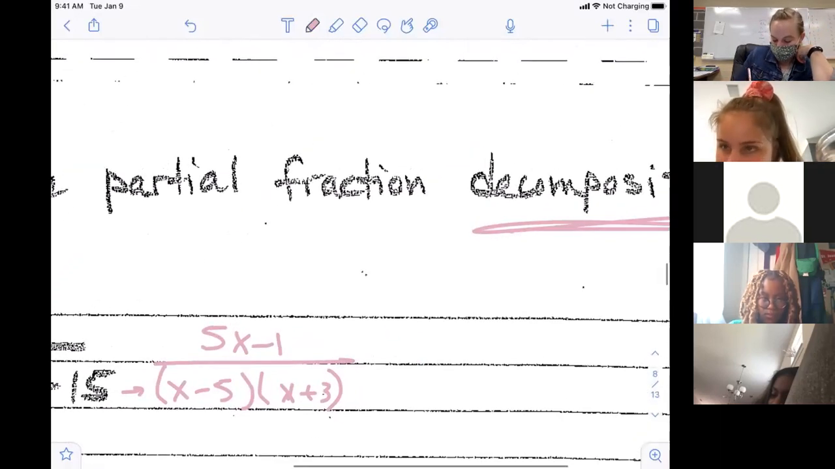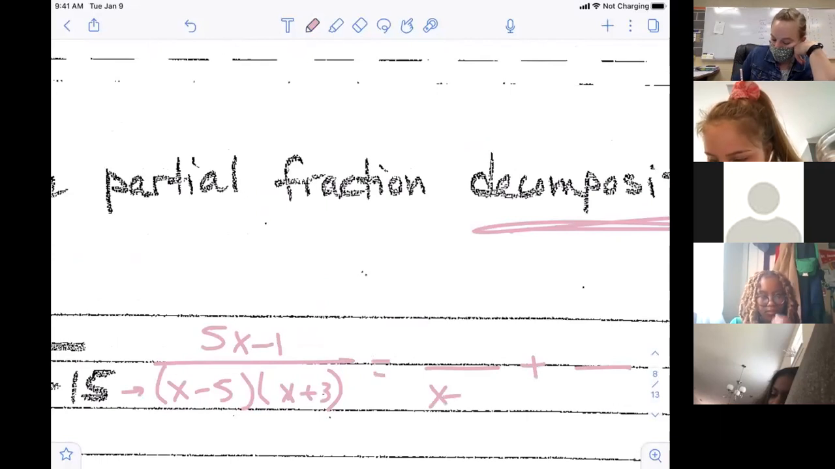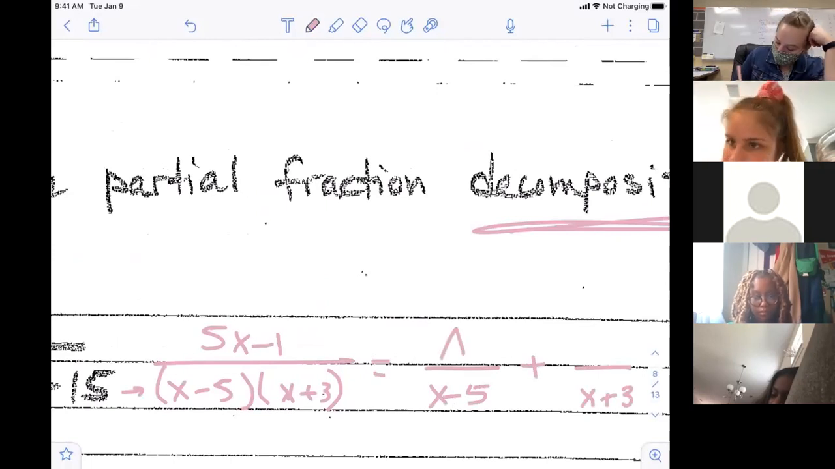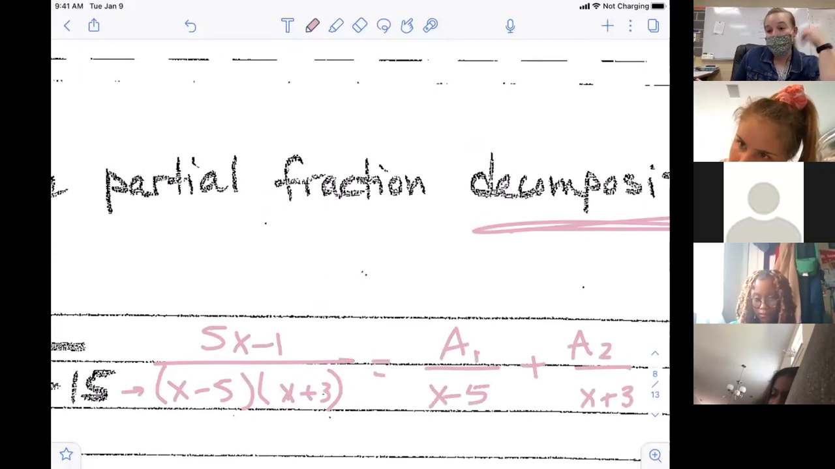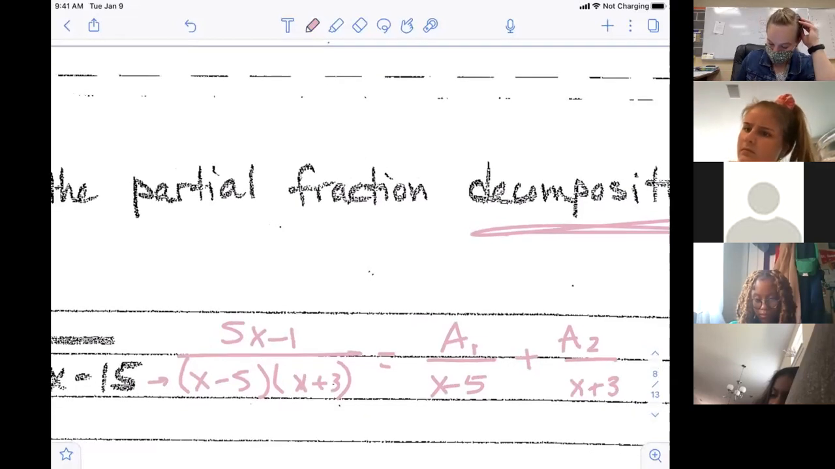From there, I told you that is equal to two fractions being added together. It's equal to something over x minus 5 and then something over x plus 3. We don't know what those somethings are, so we literally put in A1 and A2. I guess technically you could use y and z, but sometimes those little variables get all messed up in my head, so I'd rather use capital A1s and A2s because that looks very different than what we're doing.